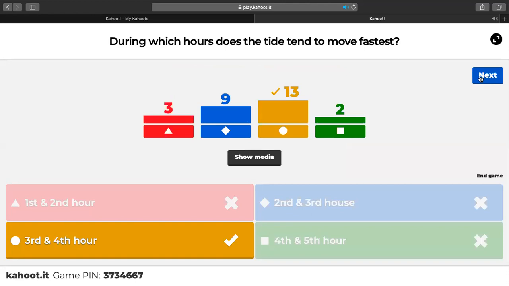Okay, so quite a tricky question, that one. The tide moves the fastest, both up and down and normally side to side, during the 3rd and 4th hour. Because if you remember, when the tide's coming in the 1st hour, it'll only come in 1/12, 2nd hour 2/12, 3rd and 4th hour, it moves in 3/12. So that's a massive amount of tide coming in. So it tends to be fastest during those hours.